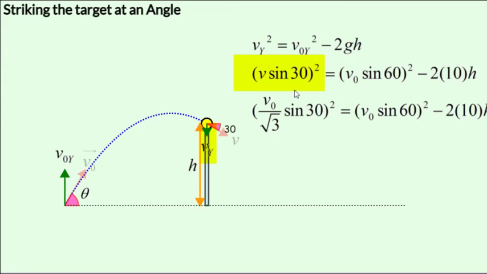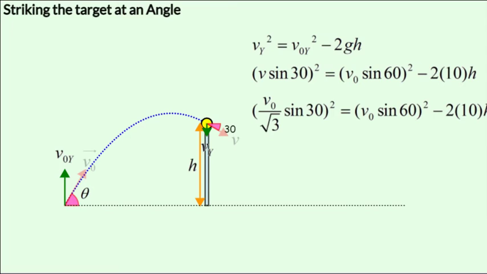Vy, the final velocity along the y-axis, is v sine 30 pointing downwards, or in the negative y direction. But that will not make a difference since this formula uses the square of the velocity. v0y is the initial velocity along the y direction, and that is v0 sine of theta, or v0 sine of 60. And g is 10, and we have a minus sign here as the acceleration is in the negative y direction.